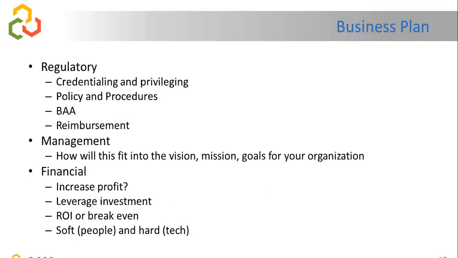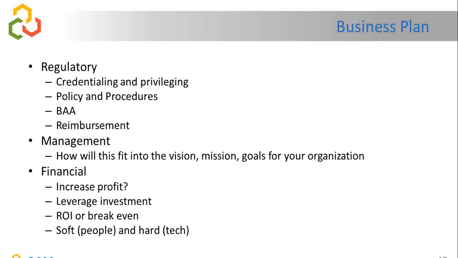So the last part of your business plan is your regulatory, your management, and your financial aspect of it. So your regulatory piece is very important because that's going to be looking, if you're a hospital, if there's any credentialing and privileging that needs to happen between physicians. It's also going to look at your policies and procedures to make sure that they are updated to reflect telemedicine encounters. If you're going with video conferencing or if you're going with somebody outside your organization for support, making sure you have an appropriate BAA in place.